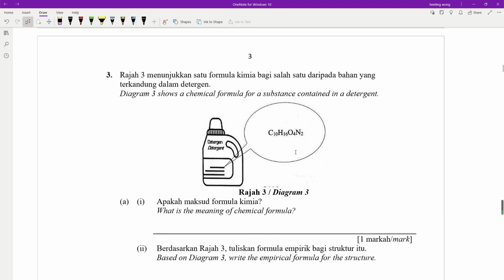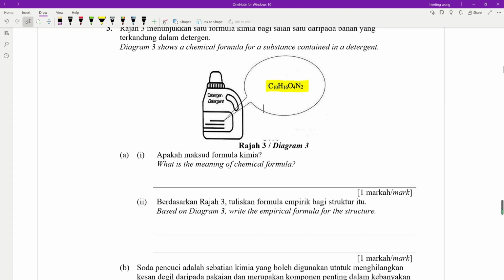Okay, question number 3. The diagram shows a chemical formula for the substance contained in a detergent. So this one is the formula. Okay, so what is the meaning of chemical formula? This one also is not that popular.